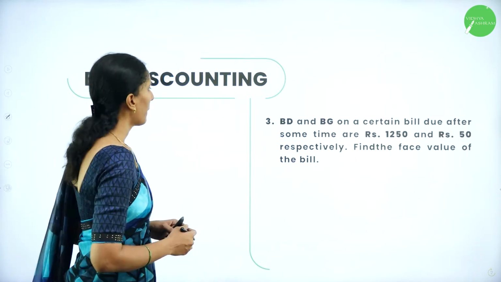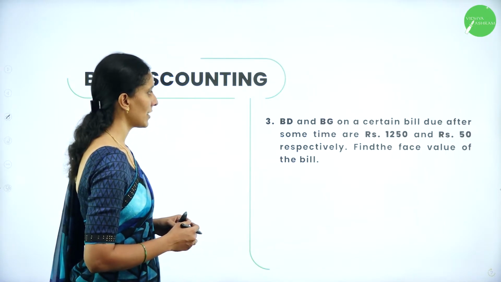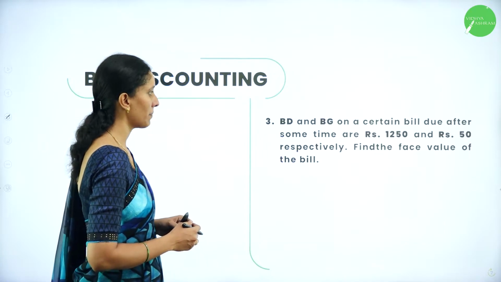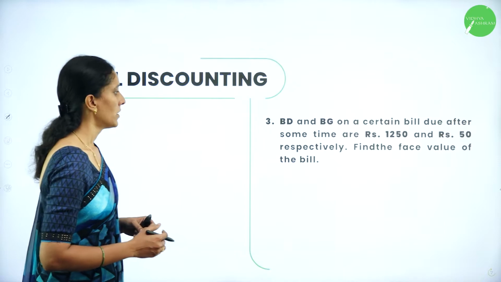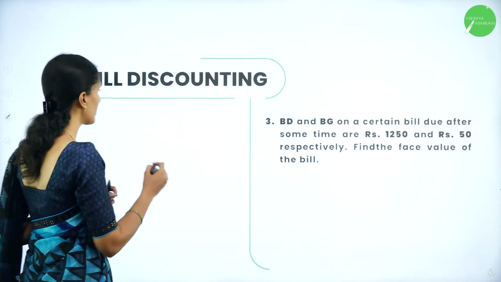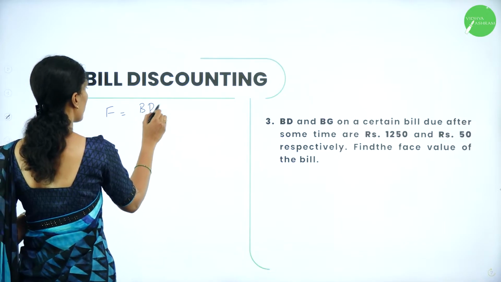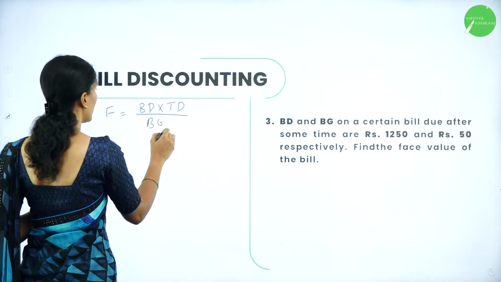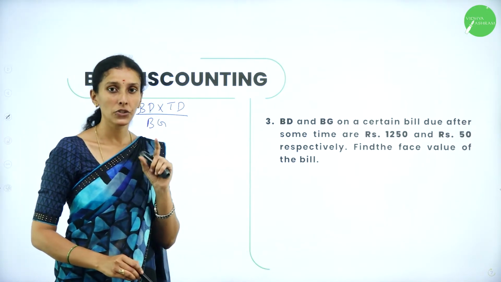Next problem. BD and BG on a certain bill due after some time are rupees 1250 and rupees 50 respectively. Find the face value of the bill. So what is the formula to find face value of the bill? That is F equals BD into TD divided by BG. I have BD, I have BG, I have to calculate the true discount.